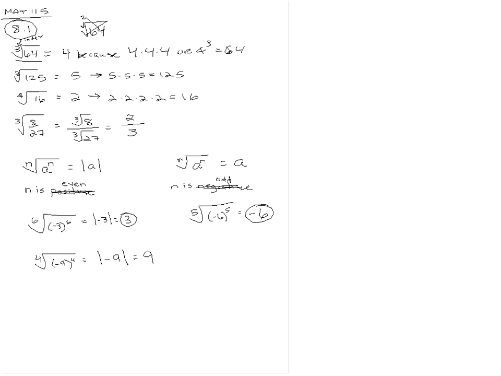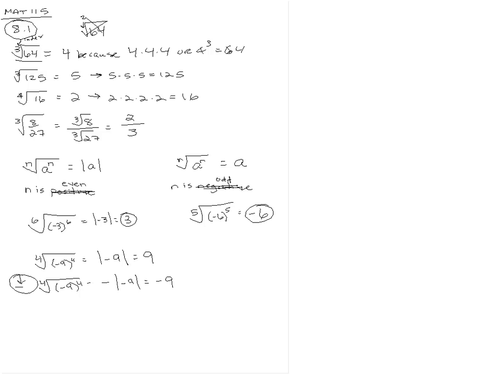What if, though, I put a negative sign on the outside? Well, now it's the opposite of the absolute value of negative 9, which is negative 9. So be careful if they put something on the outside. That's the additive inverse, which is something you learned in 095. Okay?